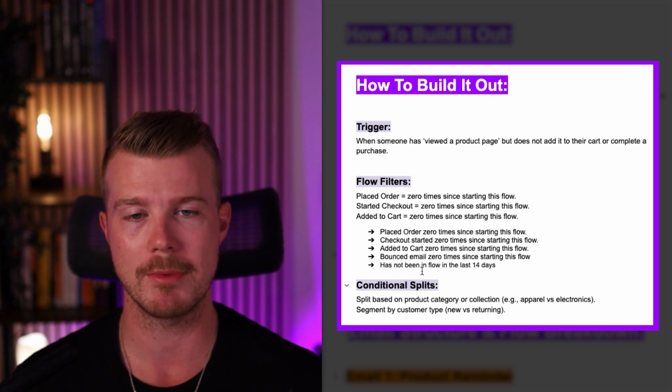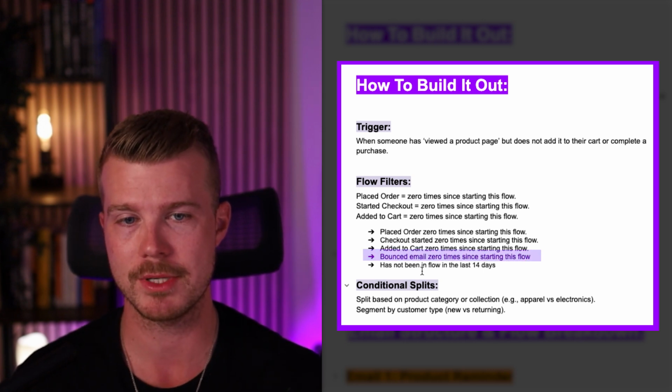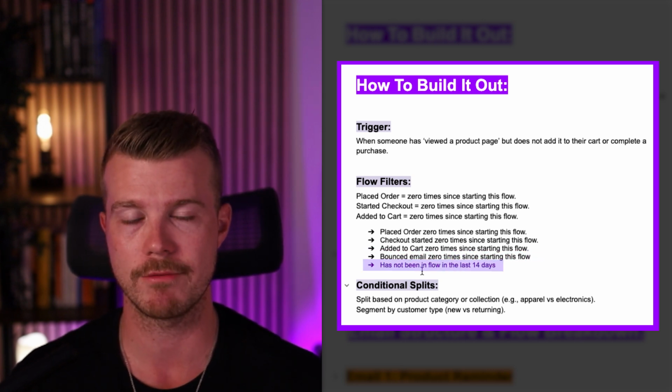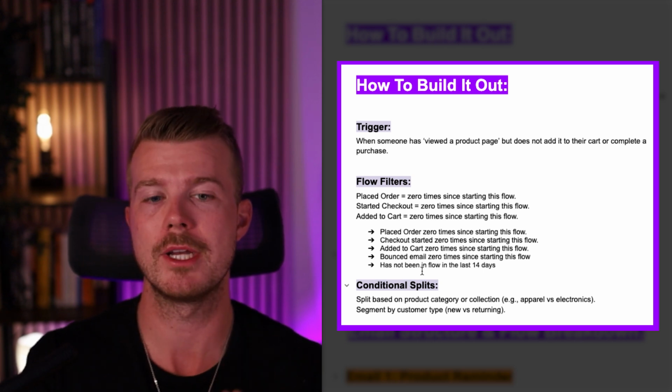And then the other ones that you might want to add in is bounced email 0 times since starting this flow and has not been in this flow in the last 14 days. The other cool thing you can do here is conditional splits.